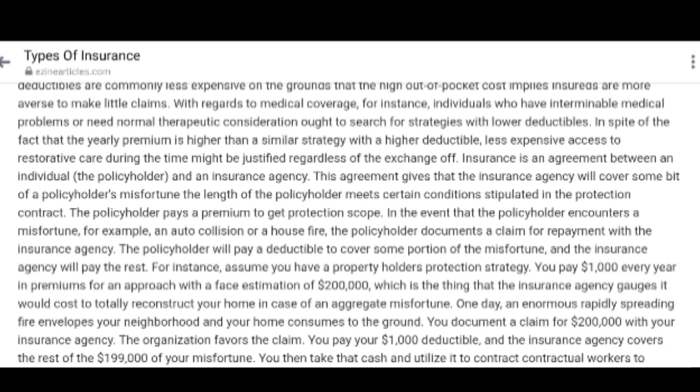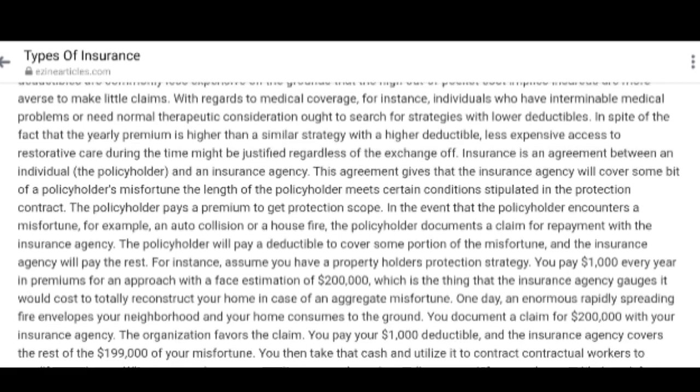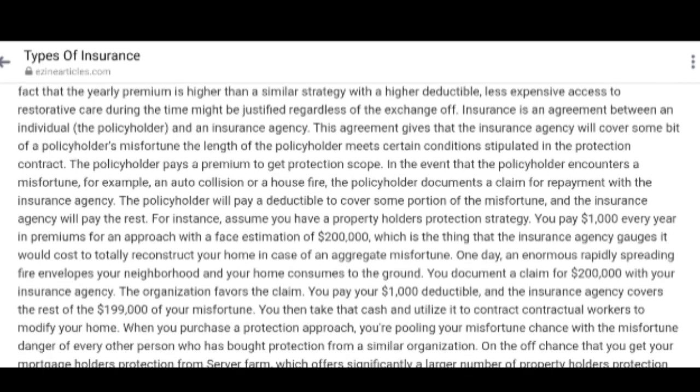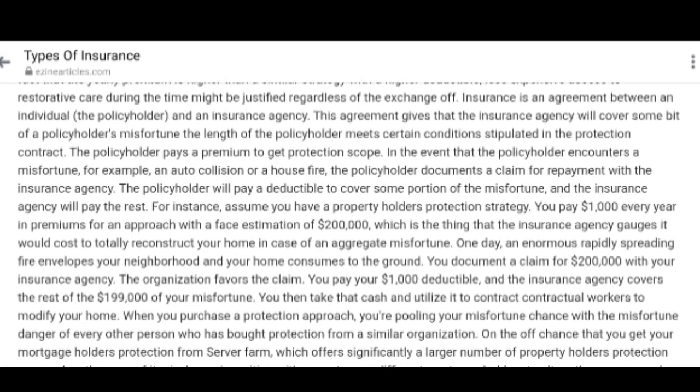With regard to health insurance, for instance, people who have chronic medical problems or need regular medical care should look for policies with lower deductibles, even though the yearly premium is higher than a similar policy with a high deductible. Cheaper access to medical care during the year might be justified regardless of the trade-off.